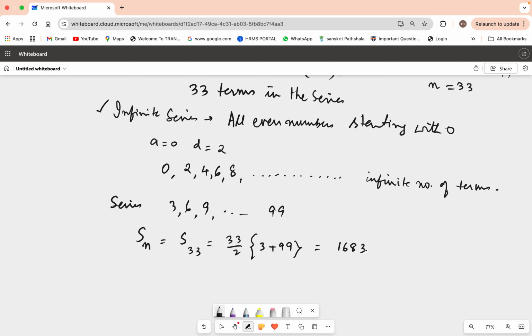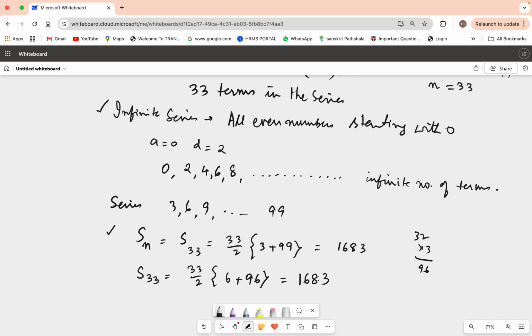Coming to the second method, actually this is the second formula that you have used. Even using the first formula you can solve it, let us also check that. What is the first formula? n by 2, that is 33 by 2, into 2a, that is 2 into 3, 6, plus n minus 1, that is 32, into d. So n minus 1 is 32, and 32 into 3 is 96. So 6 plus 96 is again 102 by 2, which is 51, again 33 into 51 is 1683.